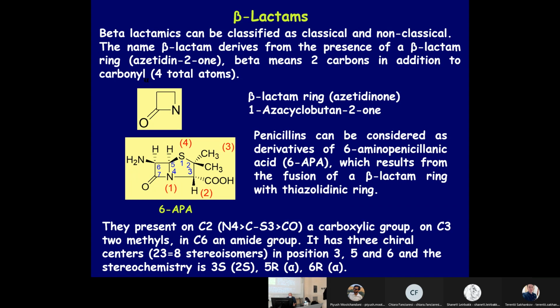So penicillins, the main unit, the most important backbone, the most important part of the penicillin is constituted by this structure, aminopenicillanic acid, sorry.